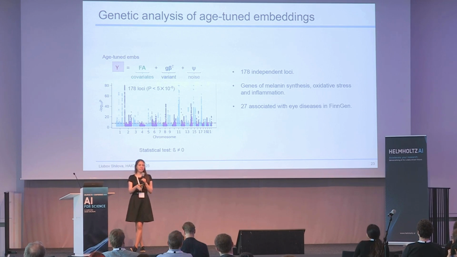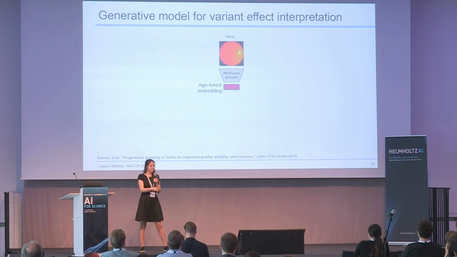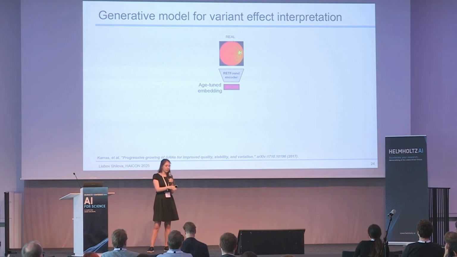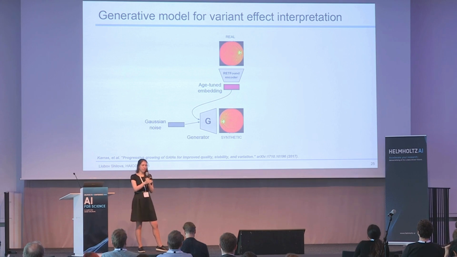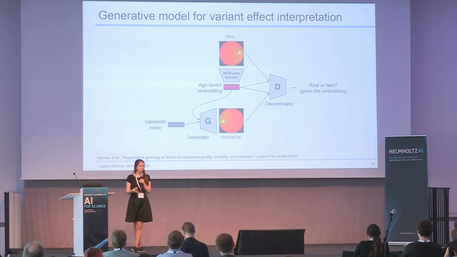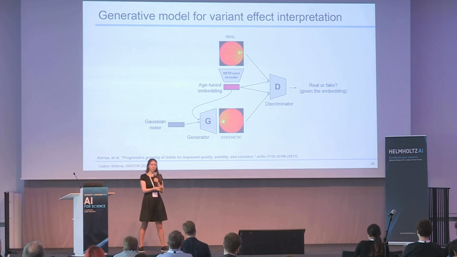And then we trained a separate conditional GAN neural network to visualize the effects of these variants. So as discussed before, we used fine-tuned RedFound to get the age-tuned embeddings, and now we want to train a generator that, given these age-tuned embeddings and Gaussian noise, will reconstruct the realistically looking fundus image given the embedding. And in GAN-style training, we trained this together with discriminator that learns to identify which image is real and which is fake, also given the embedding.